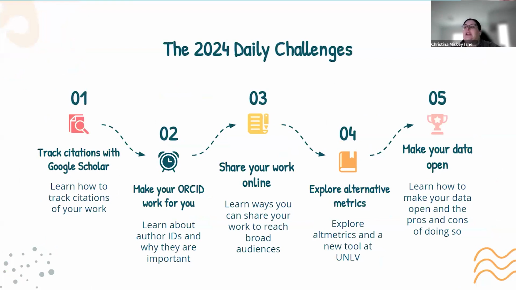So here's what this year's five daily challenges are going to be. And they tend to change every year, so there's always something new to experience each year. For this year, on day one, we're going to learn how to track citations with Google Scholar. So you'll learn how to track citations of your work. There will also be open office hours where you can stop by and talk with me one-on-one and get some question time, and I can answer all of your burning questions about impact.